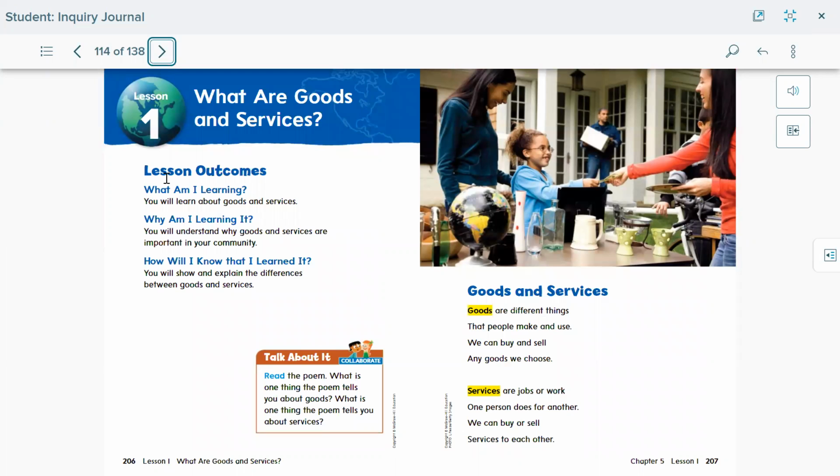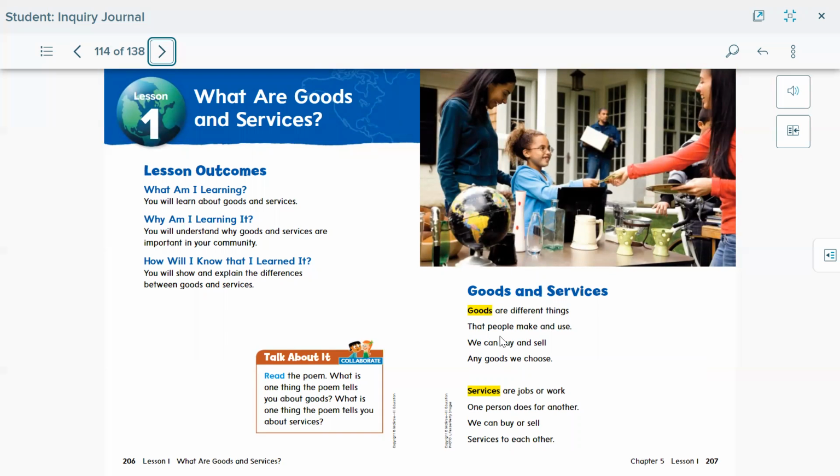So this chapter, as we say, is talking about people and money. You'll be learning about trading and what it means to make money. You'll also learn about the differences between wants and needs, and you will learn about work then and now. So let's see what we have in this chapter. You will learn why goods and services are important in our community. So let's see. Goods and services.